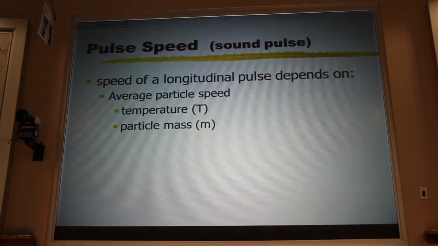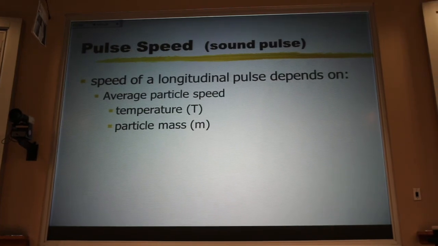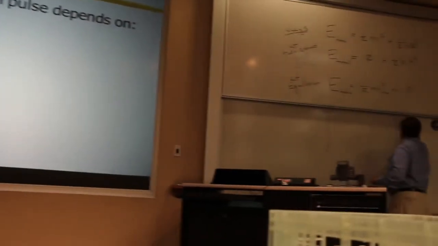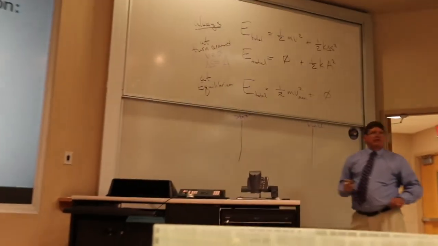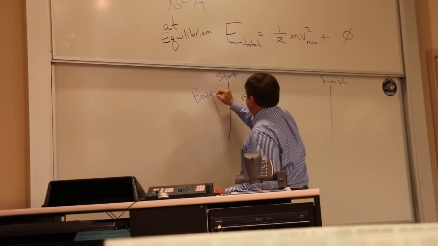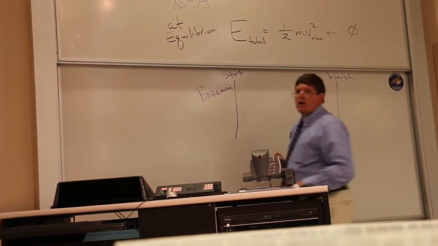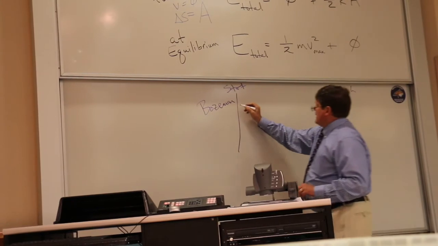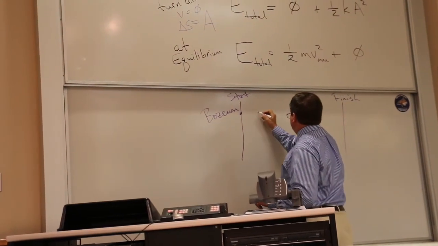Suppose we have a relay race. There's the start, there's the finish, and this relay race is between two relay teams, Bozeman and Belgrade. Bozeman has a large track team, and so they've got a lot of runners.